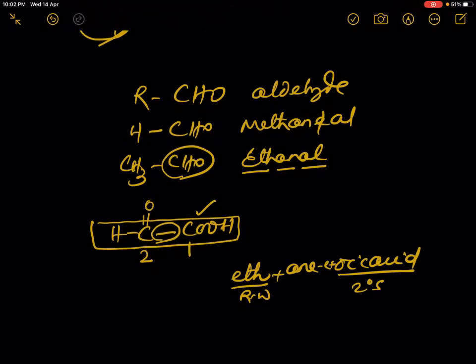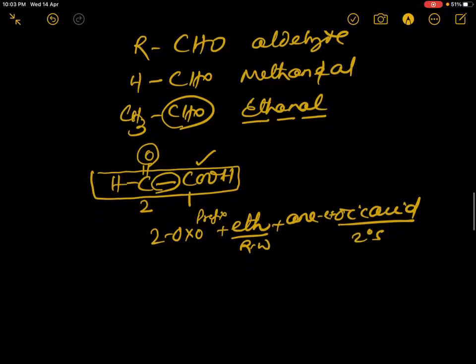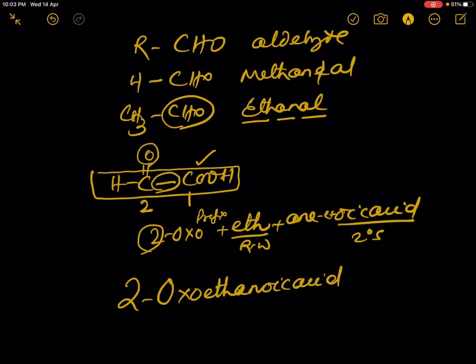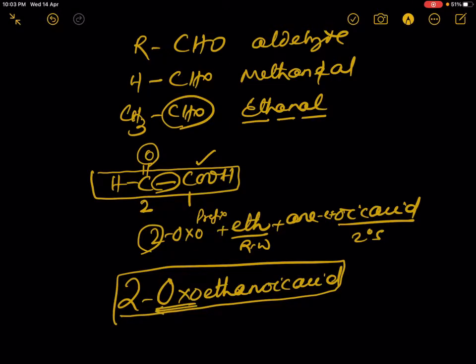And prefix is written before root word. For this O, it is oxo. 2-oxoethanoic acid. Why 2? Because oxo group is present at number 2 position. So the name would be 2-oxo eth an oic acid, 2-oxoethanoic acid.